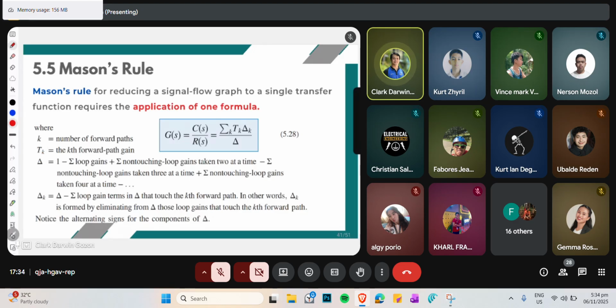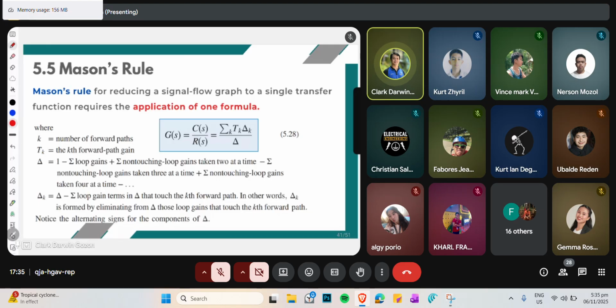So, kung pila ka number of forward paths, mo-expect ninyo nga number of terms sa kanang summation. Meaning kung naa'y tulo ka buok nga forward paths, you will be expecting tulo ka buok numerator sa ibabaw nga naka-multiply ang Tk and delta K. Okay, so the Tk is the kth forward path.